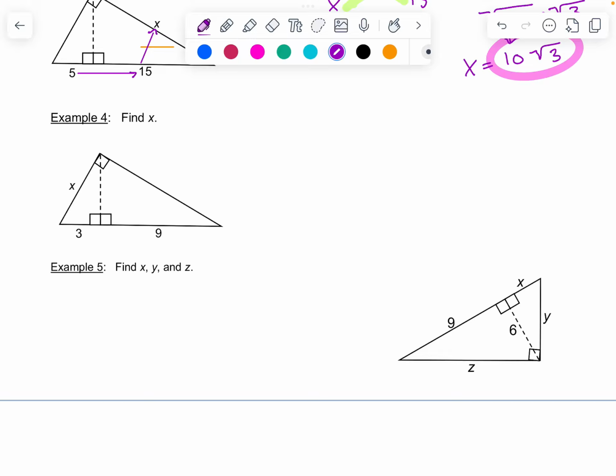Okay, in example 4, we'll use that final formula that we have. Again, starting as far away from the x as we can, add those two values, put that value over x, and then the other side of our equation, we just have x over 3.